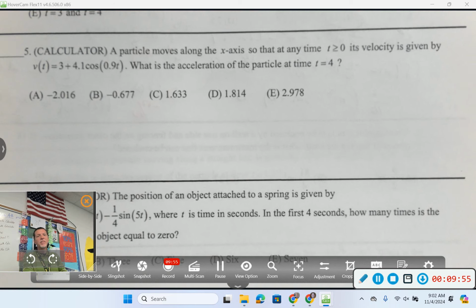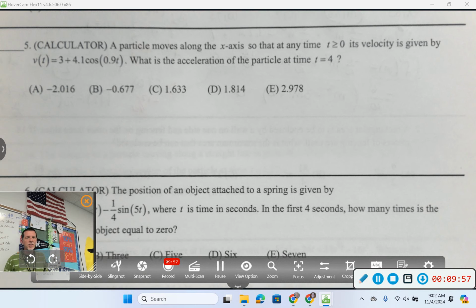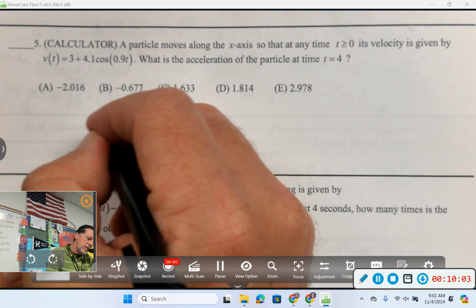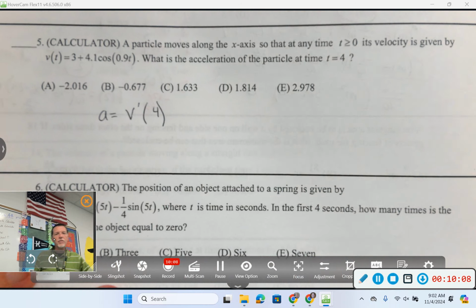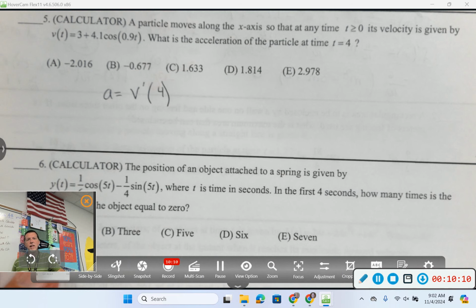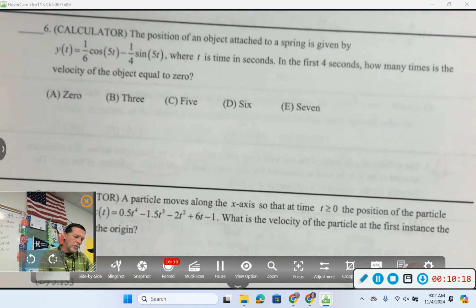Finally an easy one. I don't want to type it all in. You just tell me, what would I do? I'm given the velocity and I'm asked for the acceleration. That's the derivative of velocity at 4. That's pretty similar to that first one on the warm-up. So that's just careful how you type it in the calculator. Make sure you're in radians. Find all the buttons, whatever v prime of 4 is.